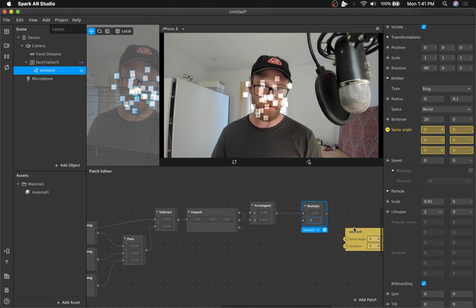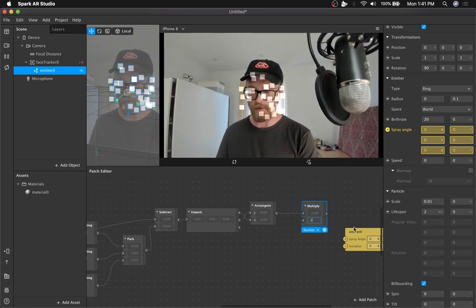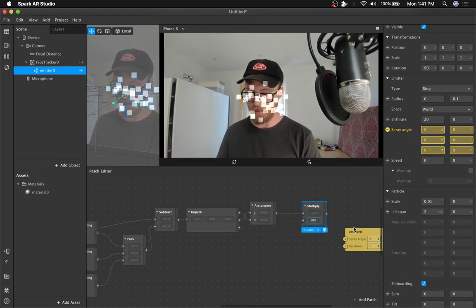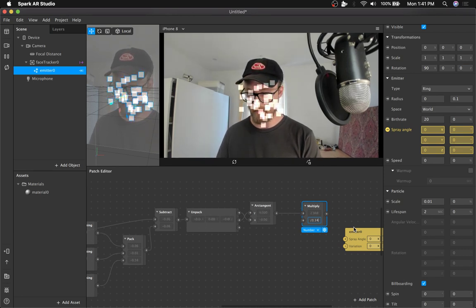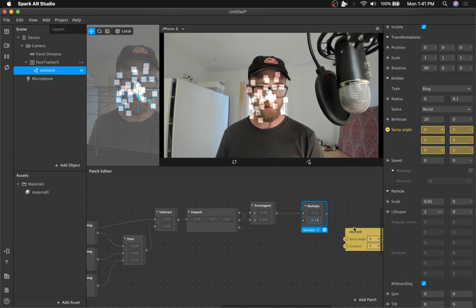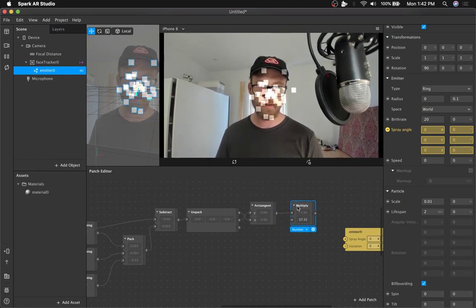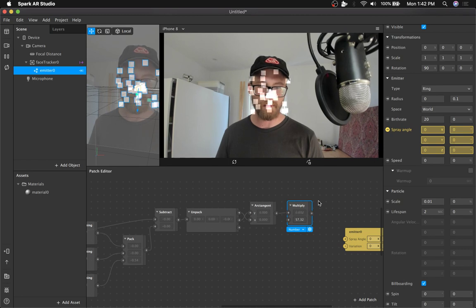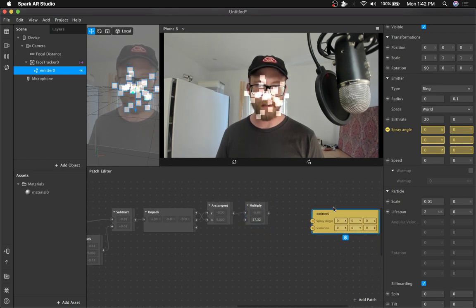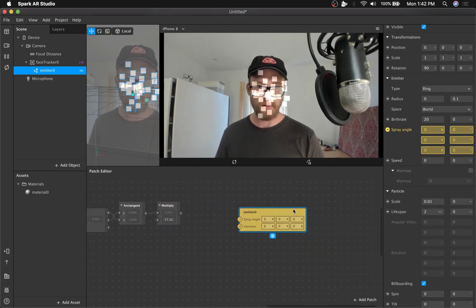So the formula to convert from radians to degrees is multiplying the radians by 180 divided by pi, which is approximately 3.14. So this is a pretty cool feature. You can just type in a math expression and then it'll automatically evaluate. So that's pretty cool. So now we have our degrees.